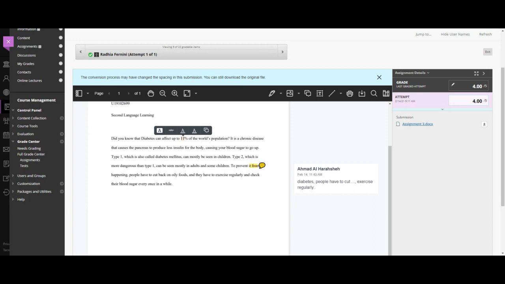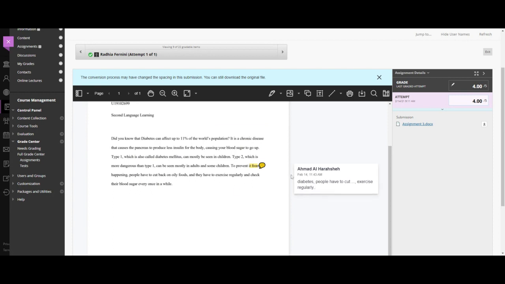And wallahi, oh my God, 11%. That means in this classroom we have 22 or 23 people. That means 2 of us have diabetes, according to these statistics. It is a chronic disease that causes the pancreas to produce less insulin for the body, causing your blood sugar to go up. Excellent, she gave a definition here. Type 1, which is also called diabetes mellitus, can mostly be seen in children. Type 2, which is more dangerous than type 1, can be seen mostly in adults and some children. To prevent it from happening, people have to cut back on oily foods, exercise regularly, and check their blood sugar every once in a while.